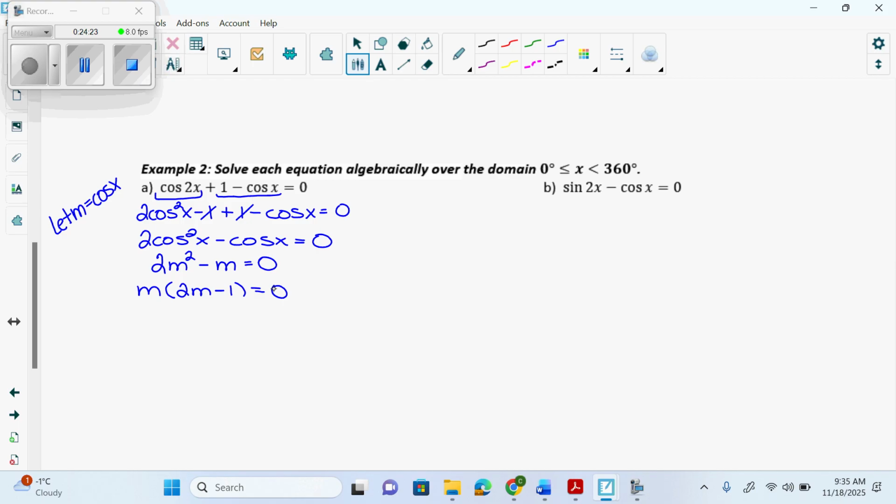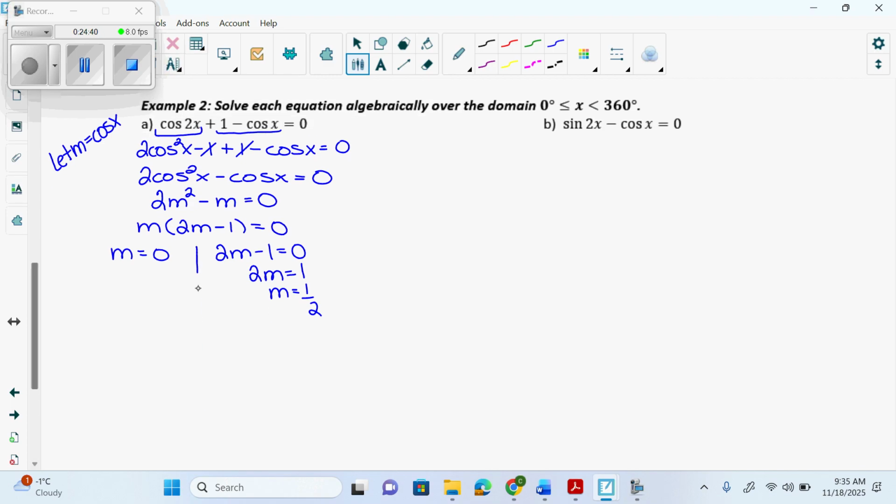Then we have to set them both equal to 0. m equals 0. 2m minus 1 equals 0. This one is going to be 2m equals 1. m equals a half, bless you. And they split, but we didn't actually have m's, we had cosines. So cos x equals 0, and cos x equals a half.